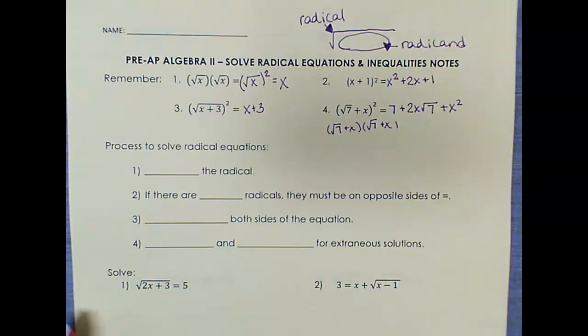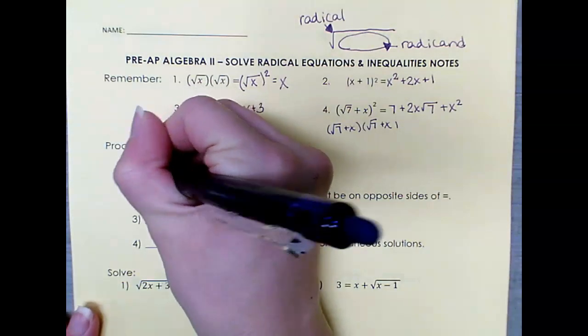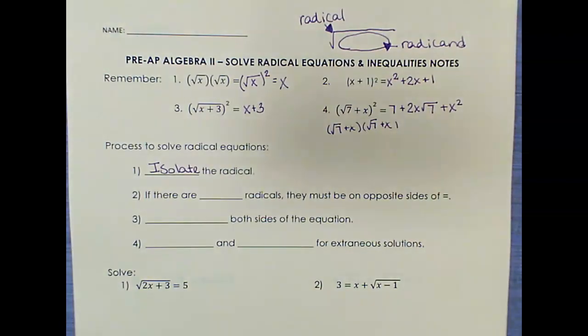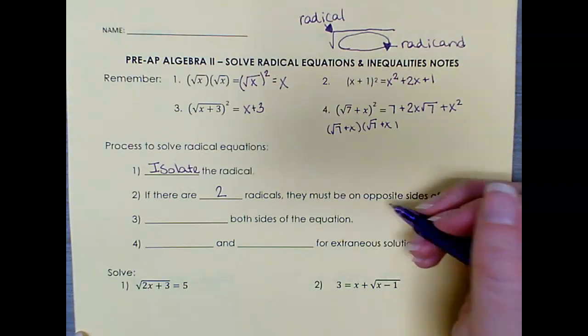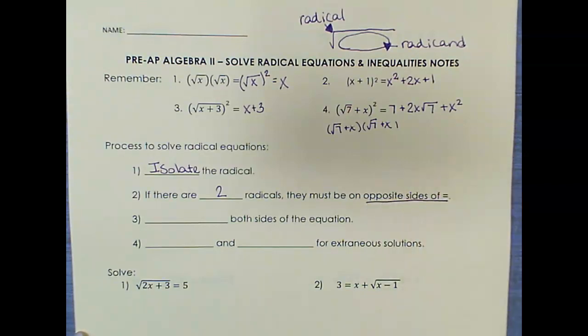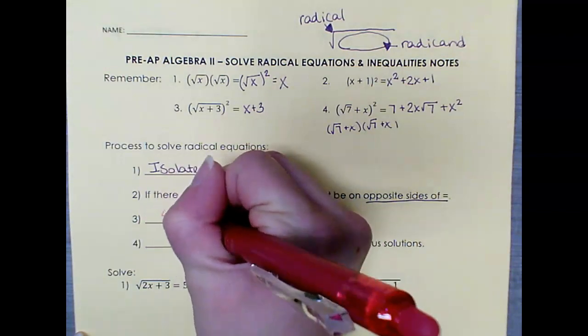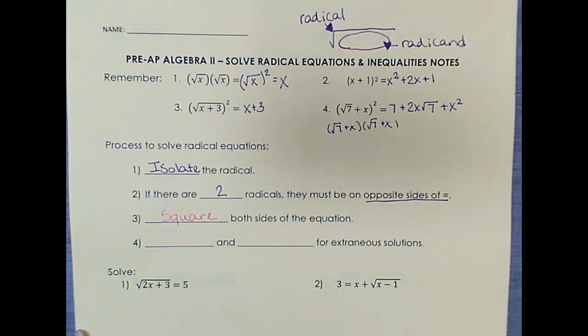So our process to solve today is that first, we need to isolate the radical in our equations. We need to get it by itself on one side of the equal sign. And if there are 2 radicals, then rather than isolating the radical, they're going to have to be on opposite sides of the equal sign. One on the left side, one on the right side. Next step is going to be to square both sides of the equation. Because if I'm square rooting, the only way to unsquare root something is to square it.